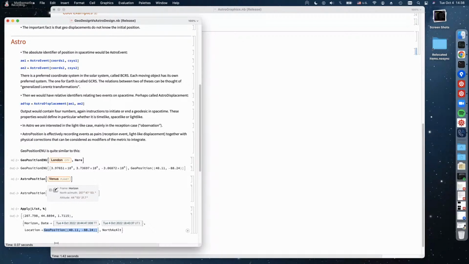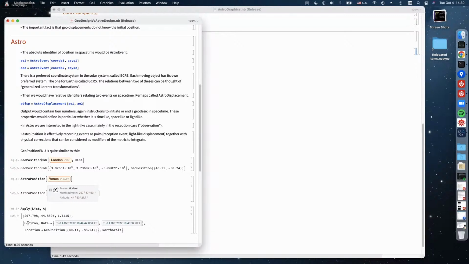I mean, it's observer position in space and time, plus orientation of the frame in this case. And there is also the coordinate system. It's interesting to see that this object, geoposition E and U, is assuming always the horizon frame with a given orientation, E and U, and Cartesian coordinates.